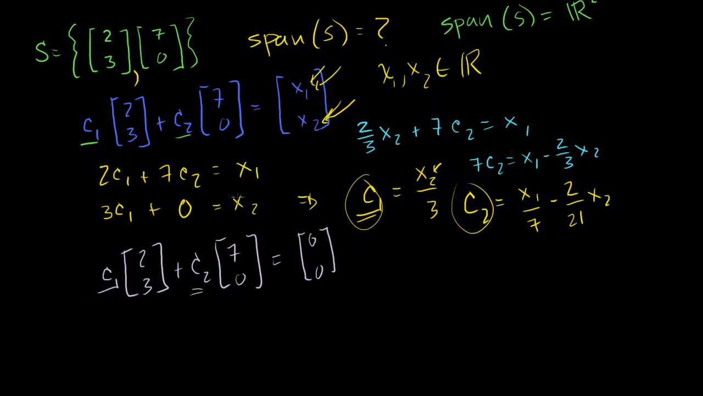So let's see if that's true. We've already solved for it. In this case, x1 is equal to 0 and x2 is equal to 0. This is just a special case where I'm making them equal to the 0 vector.